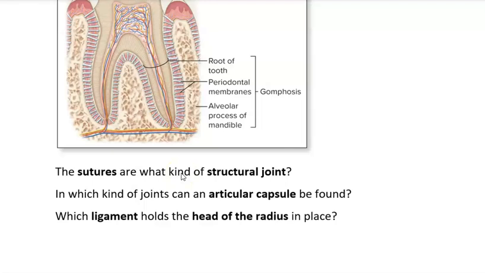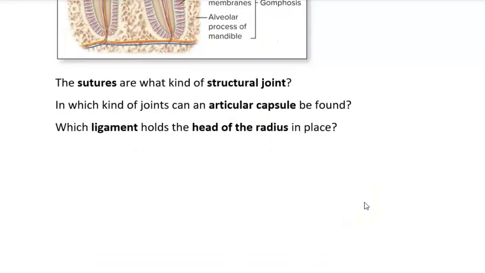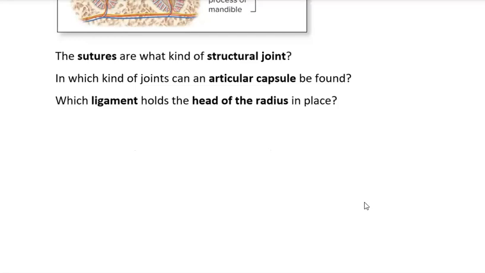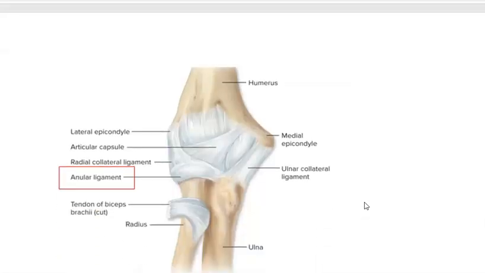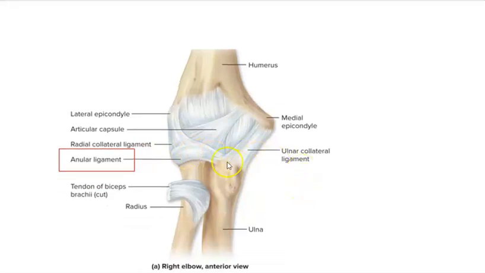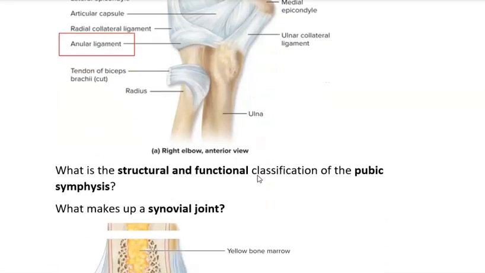In which kind of joints can an articular capsule be found? You've got to know this. An articular capsule you find in synovial joints. So go back and review synovial joints because there will be questions over them, okay? Which ligament holds the head of the radius in place? I want you to know this. This is the annular ligament. And remember, this is in nursemaid's elbow. What happens is the head of the radius slips out from that annular ligament. Okay, so a subluxation or a partial dislocation of the head of the radius.